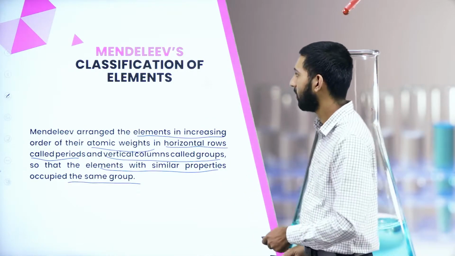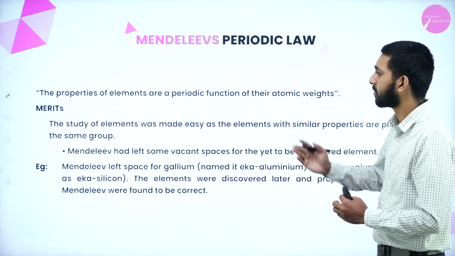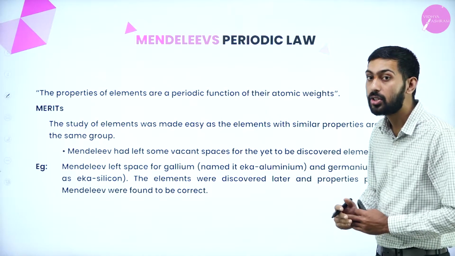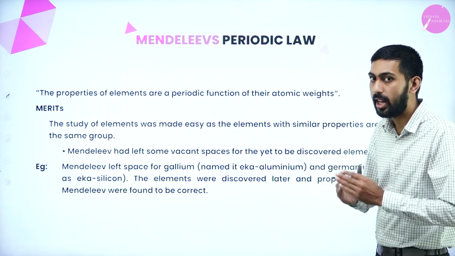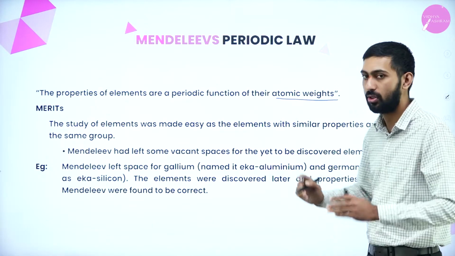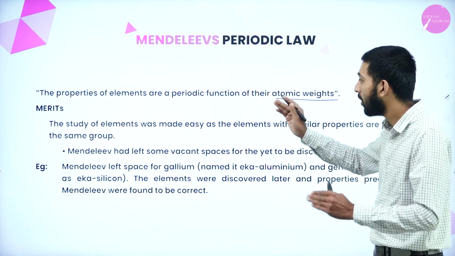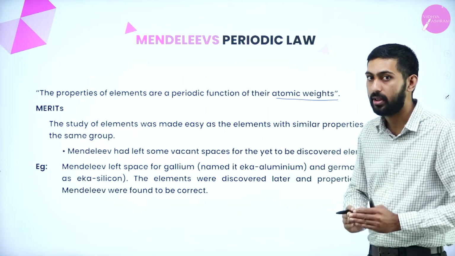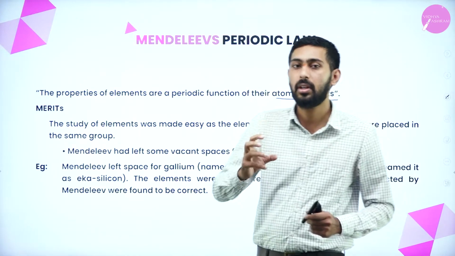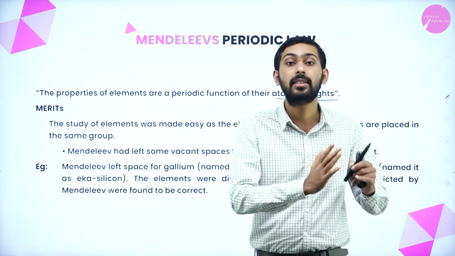Next thing, Mendeleev's periodic law. They have said that the properties of elements are periodic functions of their atomic weights. We should know this. Why have they said it like that? Because the elements which show similar properties are arranged in the same group.